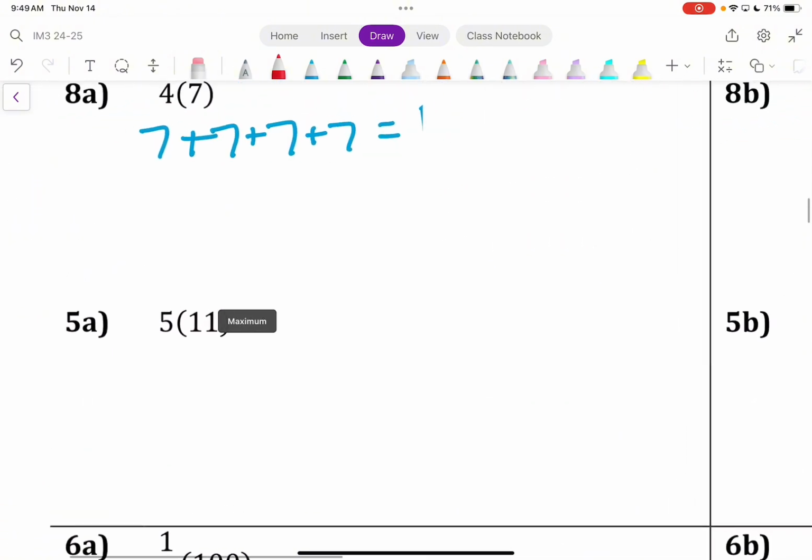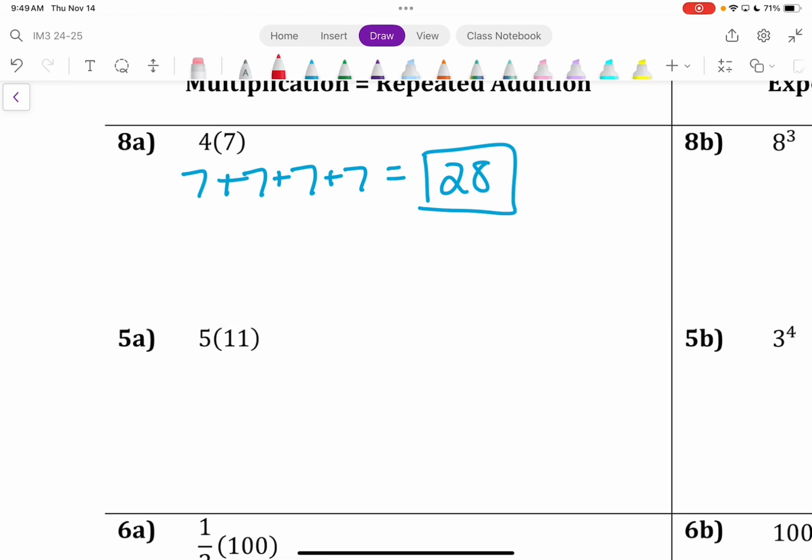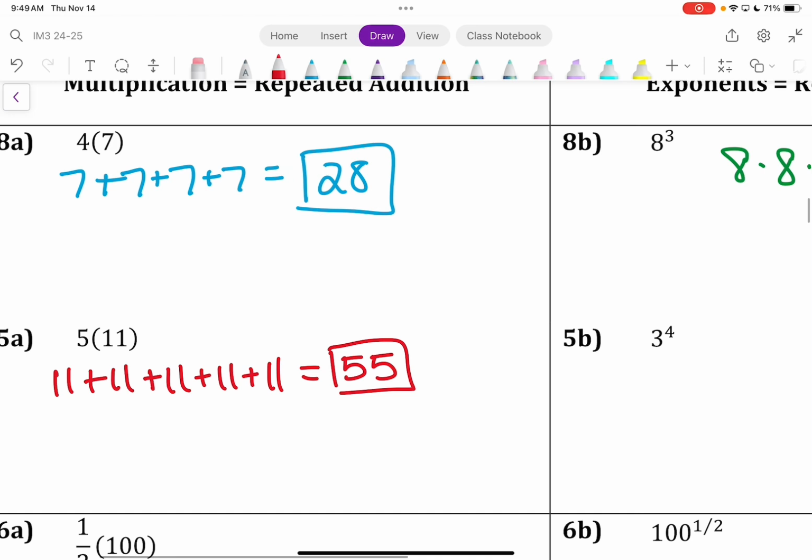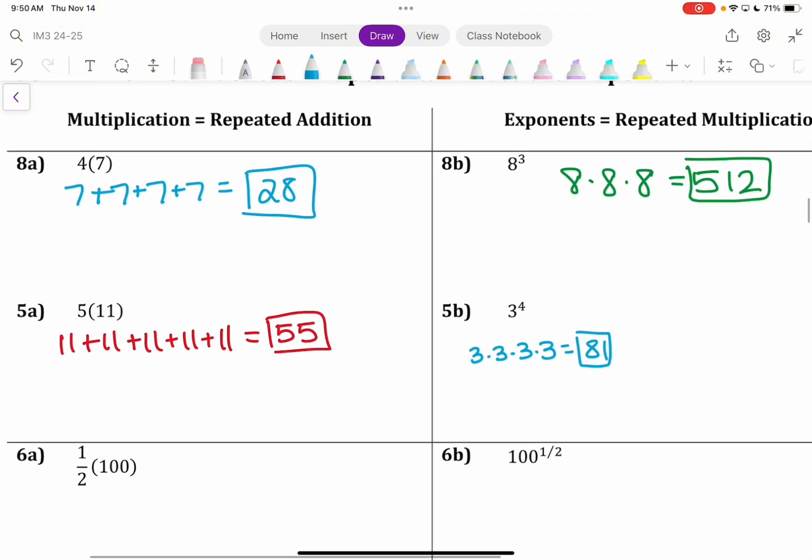All right, 5a. It's 5 groups of 11. So you're adding 11 5 times. What is that supposed to equal? 55. Very good. 5b is 3 times itself 4 times, which is 81. Okay. All right. Any questions so far? All right. We haven't done fractional exponents yet. We're getting there. I promise.